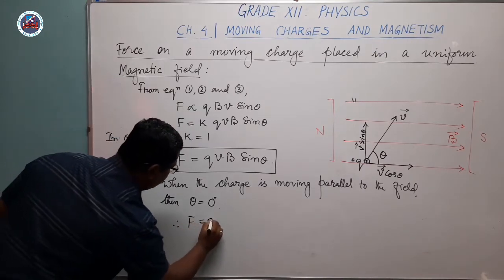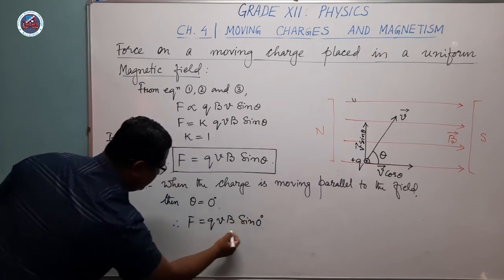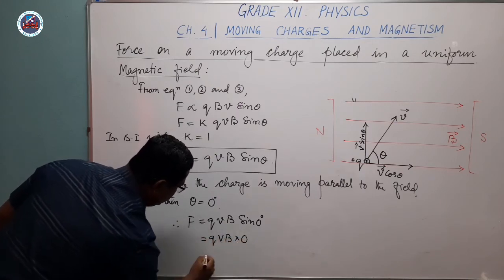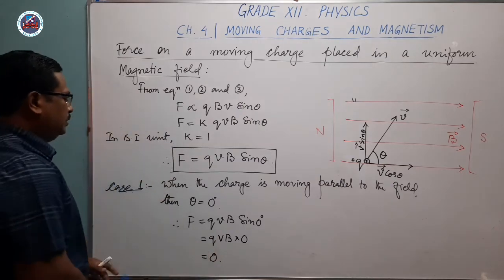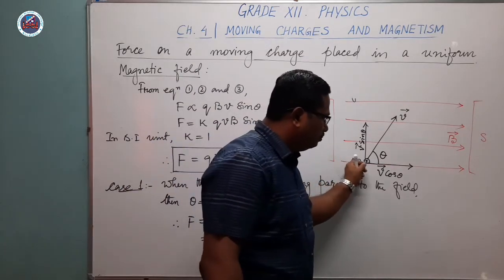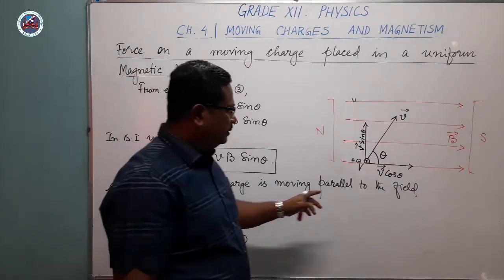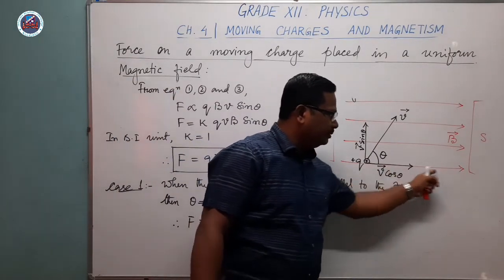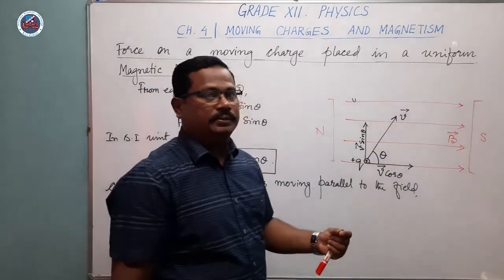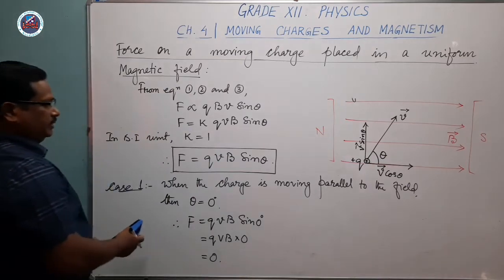In that case, F is equal to Q VB sin 0 degree. Sin 0 degree value, you know it is 0. So it will be Q VB into 0, it will give us 0. That means the charge will not experience any force if you allow it to move parallel to the magnetic field. That's why you see here this V cos theta, the direction is parallel to the field. That's why the force experienced by the charge does not depend upon V cos theta. Now let us see about this V sin theta, why it depends upon V sin theta.